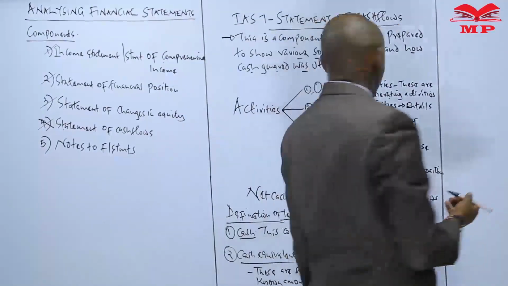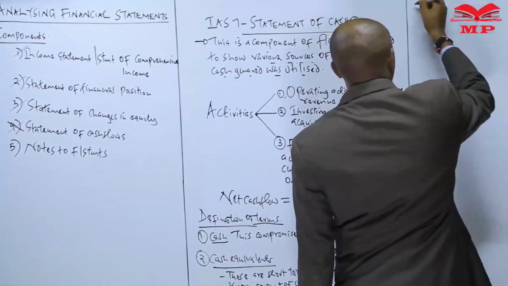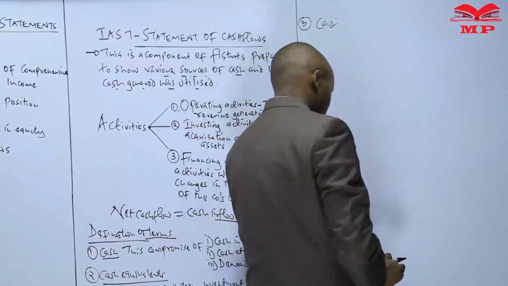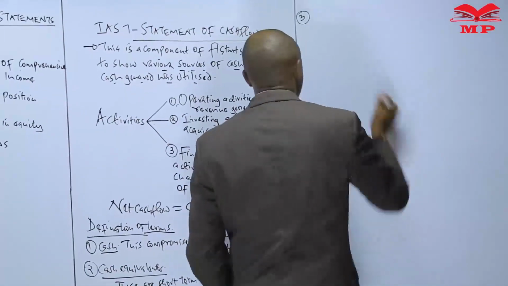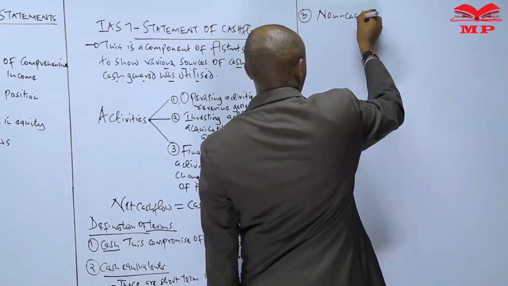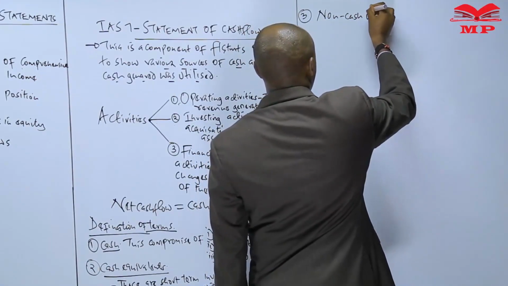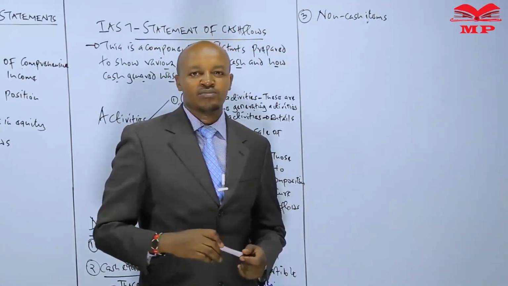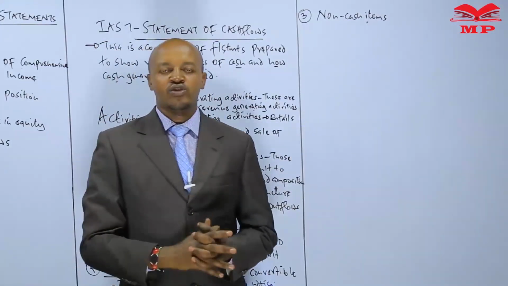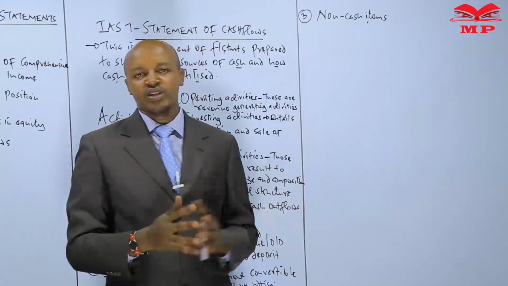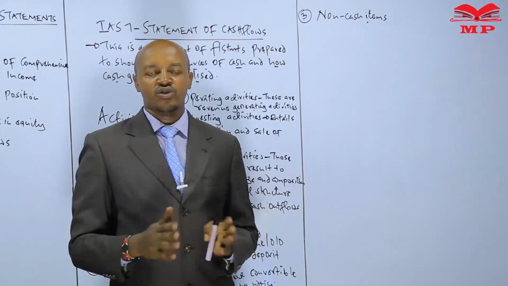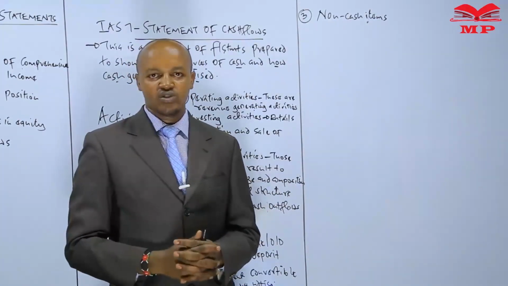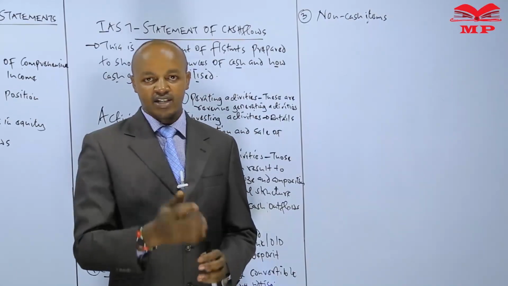Now, the other term which we need to define is non-cash items. When we talk about non-cash items, these are those particular items of incomes or expenses which do not entail movement of cash. We are talking of an item which does not entail cash outflow or inflow of cash into the business, though it is treated as an expense or as an income in the income statement.